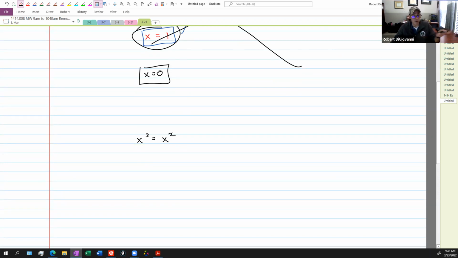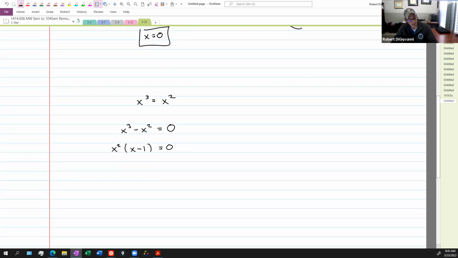The correct way to do this is this. You bring everything over to one side. So I bring the x squared to the left and write it as an equation like this. Then I factor x squared out, GCF, and then I set each of these equal to 0, and I get 2 answers. Do you see now I have both solutions?